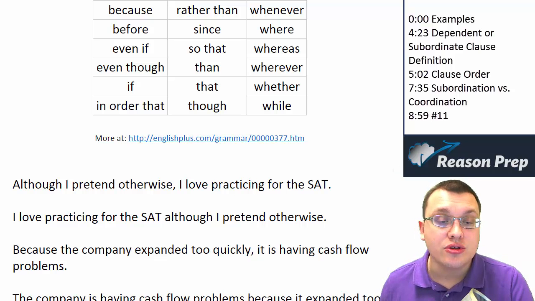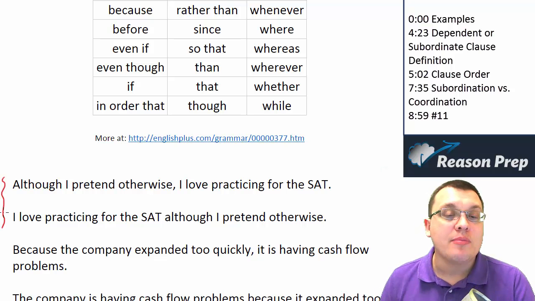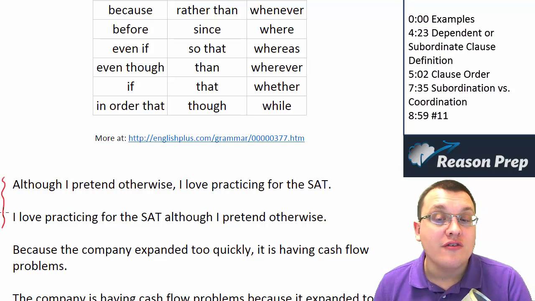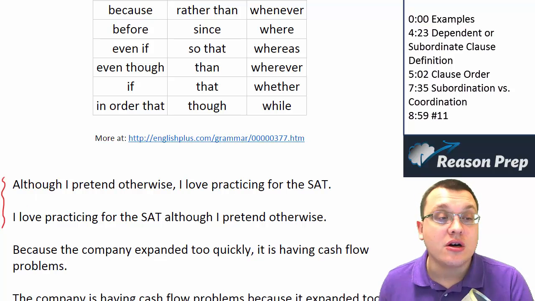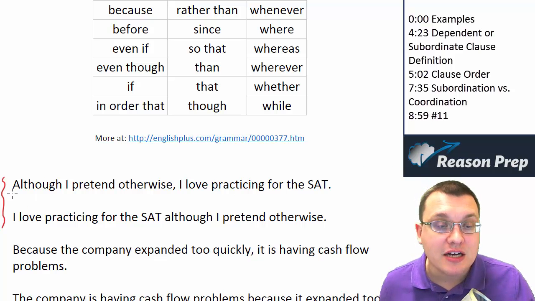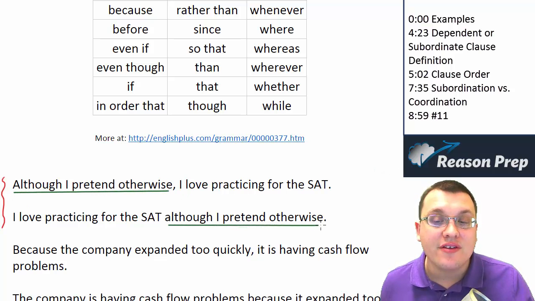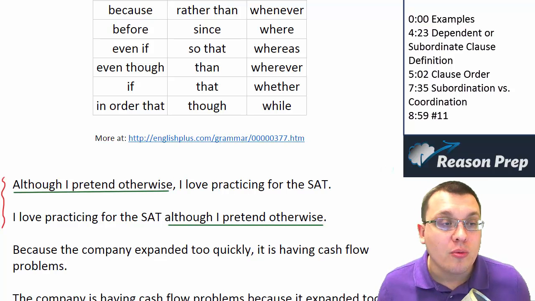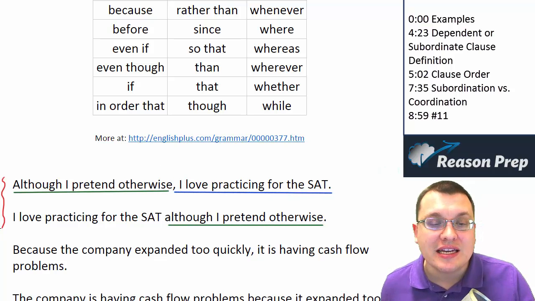So let's look at more examples which illustrate how you put these together. Notice these two right here. Although I pretend otherwise, I love practicing for the SAT, versus I love practicing for the SAT, although I pretend otherwise. These are identical, same exact words. Both have this dependent clause, or subordinate clause, depending on this independent clause here.